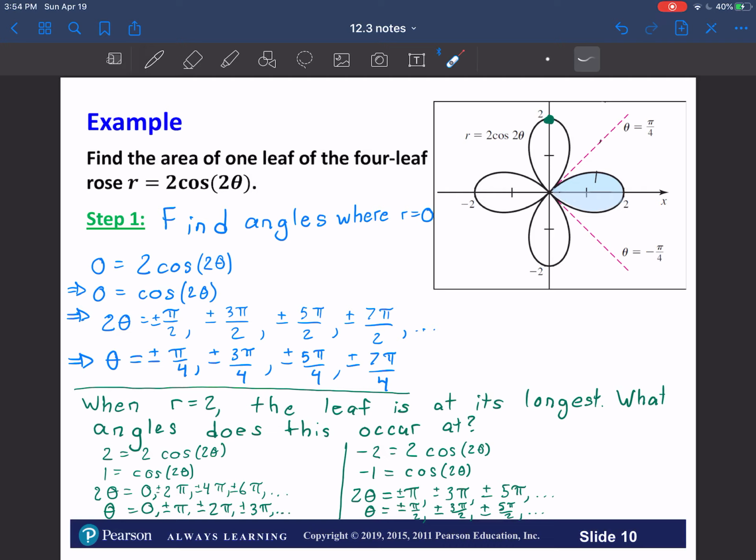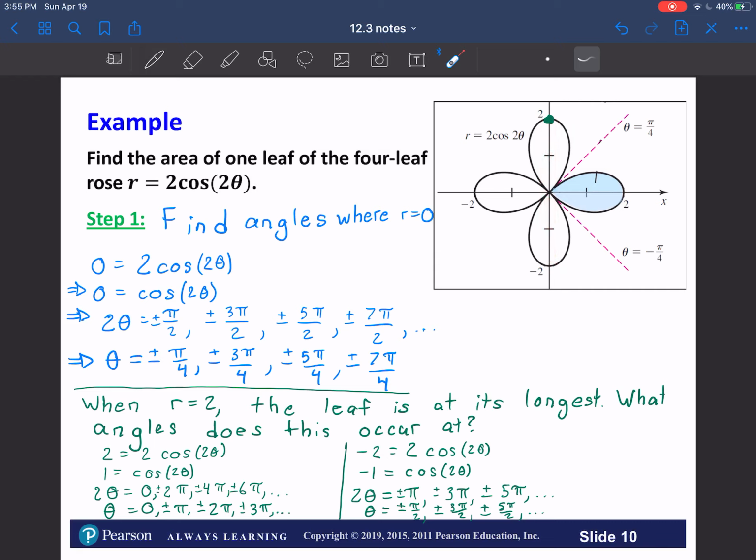So at, for example, theta equals 0, you'll notice that we are at the edge of a leaf. At theta equals pi, that is over here, we're at the edge of a leaf. At theta equals 2 pi, we're actually back at this one. Theta equals 3 pi, we're back at this one. Similarly, when r is equal to negative 2, we're at the edge of a leaf. At pi over 2, we're up here. At negative pi over 2, we're down here. At 3 pi over 2, we're down here. At negative 3 pi over 2, we're up here. And so on and so forth. These values will continue to give the same thing.